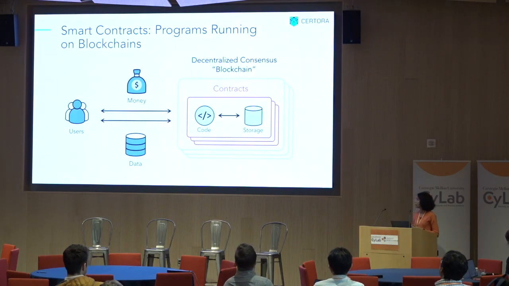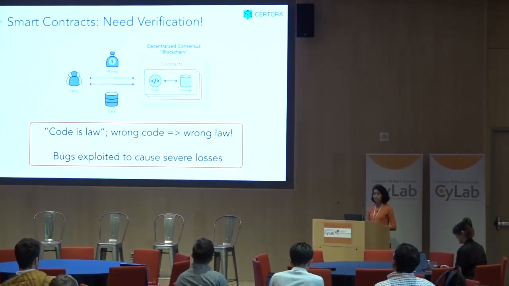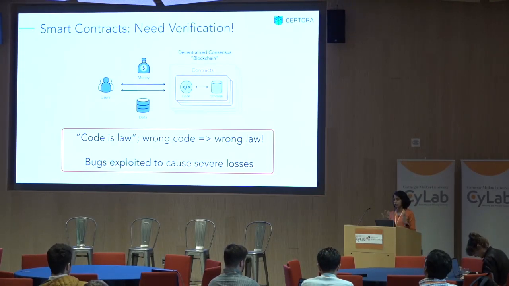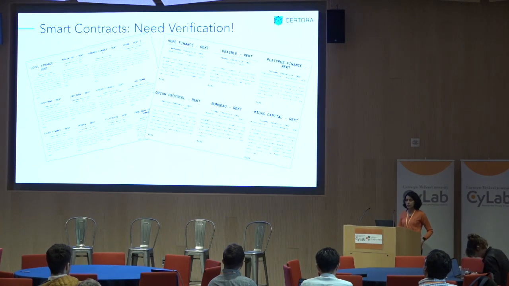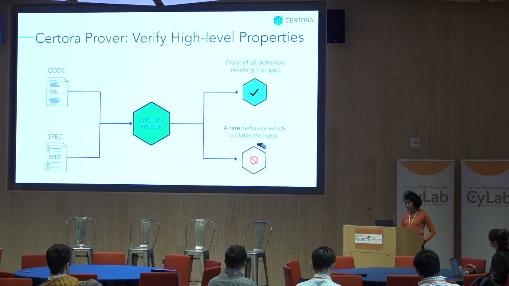I don't think I really need this slide for this audience, but we have seen a lot of talks about how smart contracts are programs that run on blockchains, and they're often dealing with a lot of financial transactions, and they involve a lot of money. So it is important to verify the correctness of these smart contracts. And if you go to websites like Rekt and others, you'll see tons of examples of vulnerabilities that have been exploited, causing lots of financial losses.